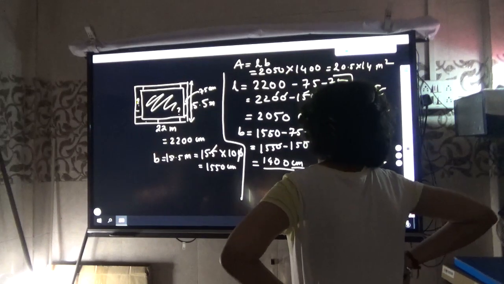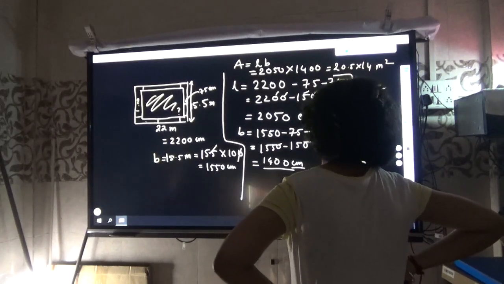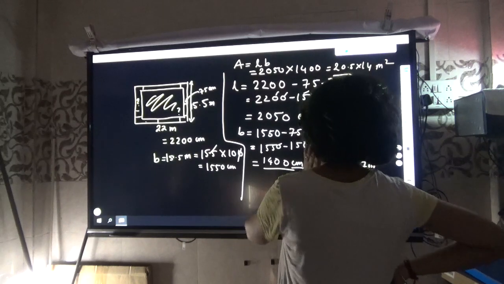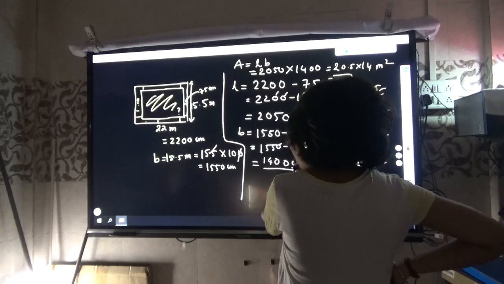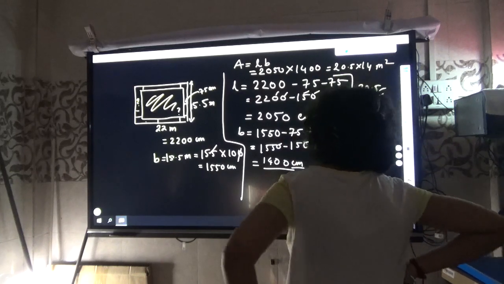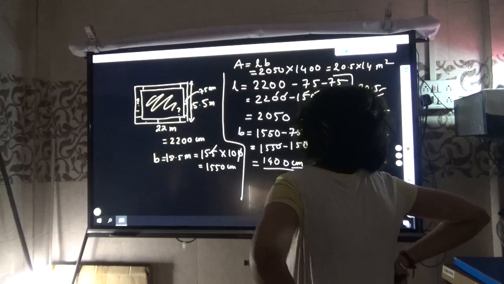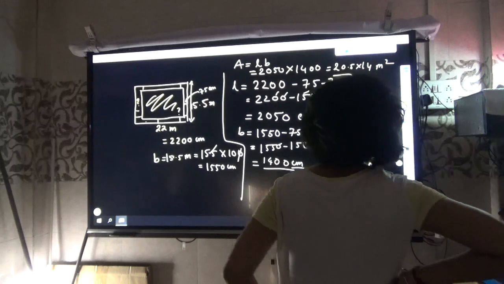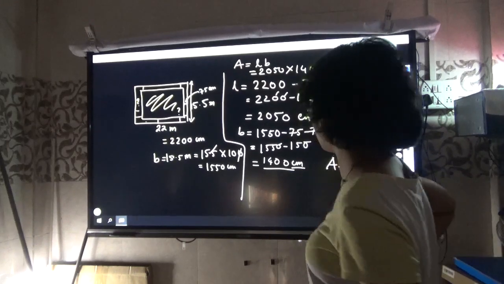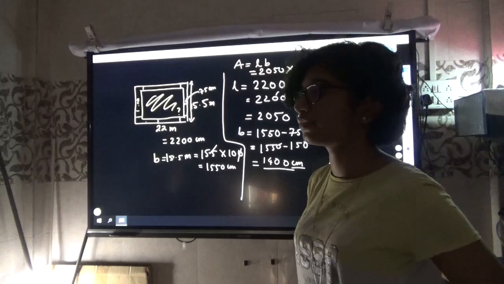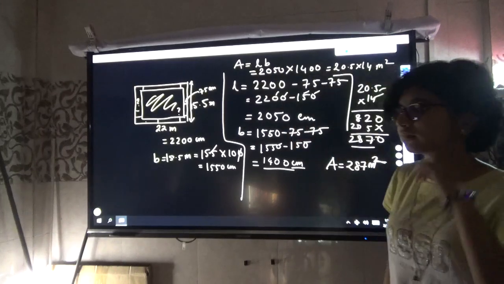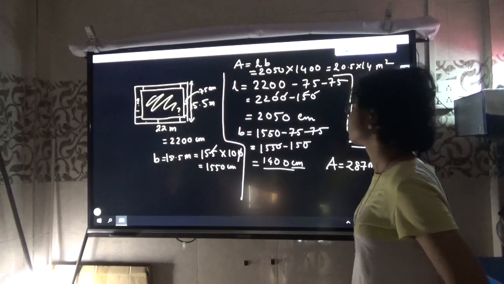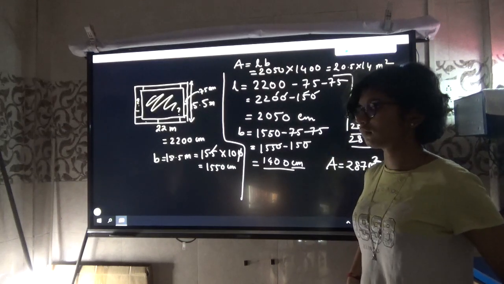What was given, how you derived, you have to draw the figure and then explain it. Area of the carpet, length into breadth, 205 into 140. How did you get 20.5? Why did you convert it to 20.5? Otherwise it will be a huge number, area will be in centimeter square. I have converted into meter square because length and breadth were given in meter.